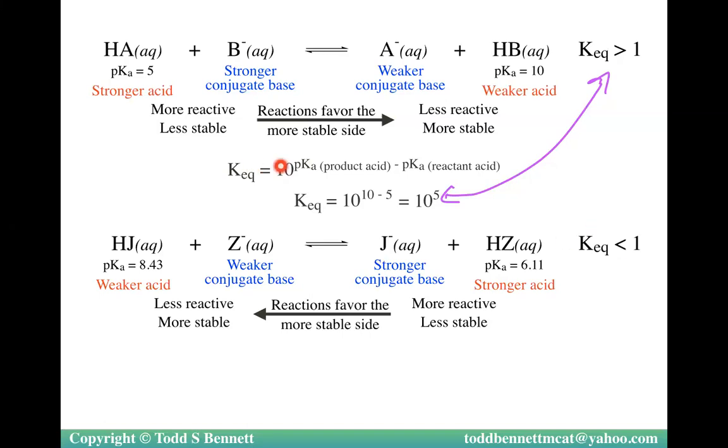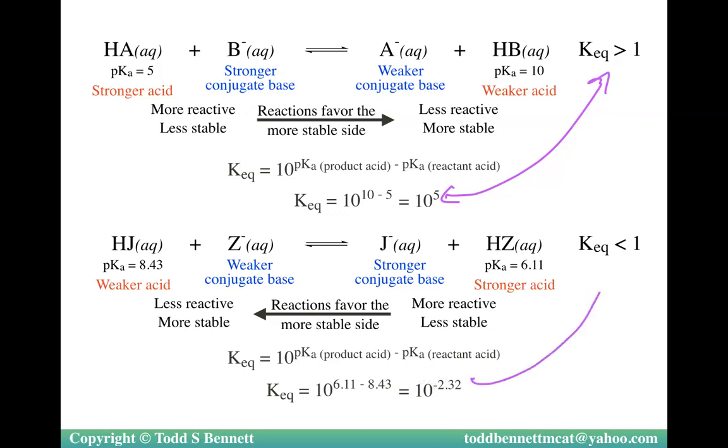That said, I can go ahead and plug into this product minus reactant. So 10 to the 6.11 minus 8.43, which in this case is a negative number. It's negative 2.32, it looks like. So again, this number corresponds, it matches. Okay, where we're going to go from here. I'm going to terminate this lecture at this point, but what I want to do in the next lecture, it's also going to be on acid-base.